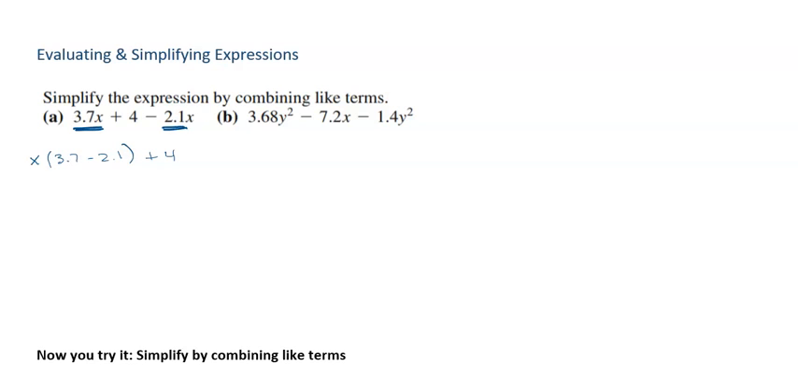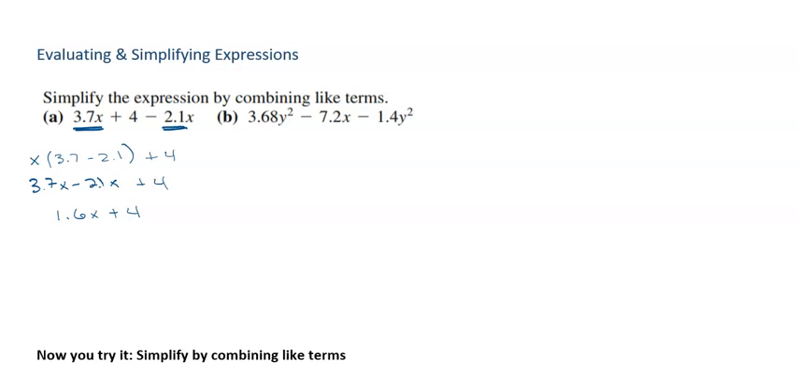So you could say 3.7x minus 2.1x plus 4. So I just rearranged it basically so the two x terms are together, and that might make it easier to see that you get 1.6x plus 4 for that one.